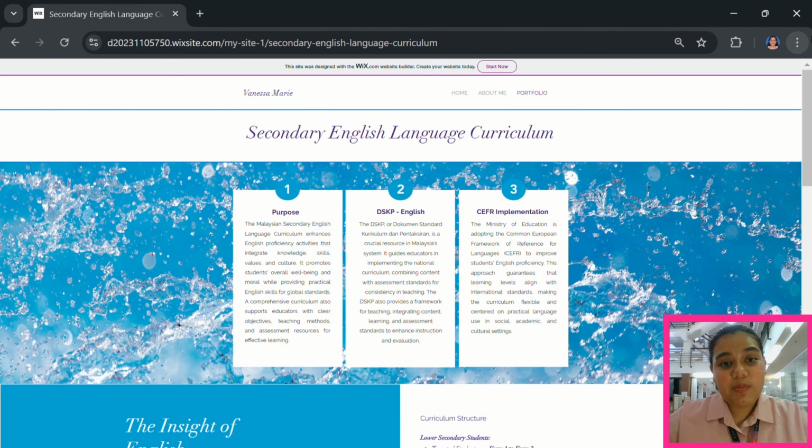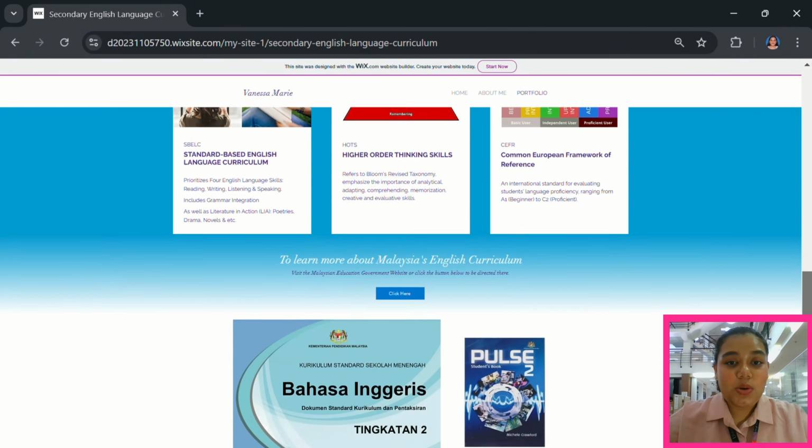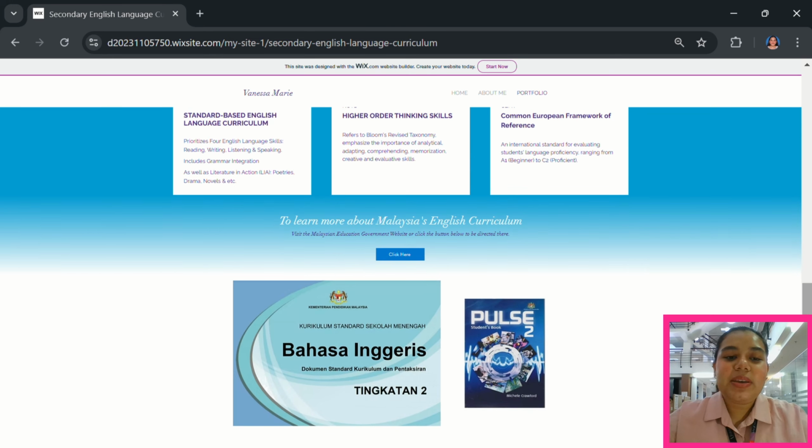In addition, the CELC includes the Standard-Based Curriculum and Assessment Document, the SKP, which serves as a comprehensive framework that integrates teaching, content delivery, learning, and assessment. It also ensures alignment with the CEFR. So the SKP aims to ensure that students' learning levels correspond with international standards. For further information, visitors can click the button below to explore the SKP website.